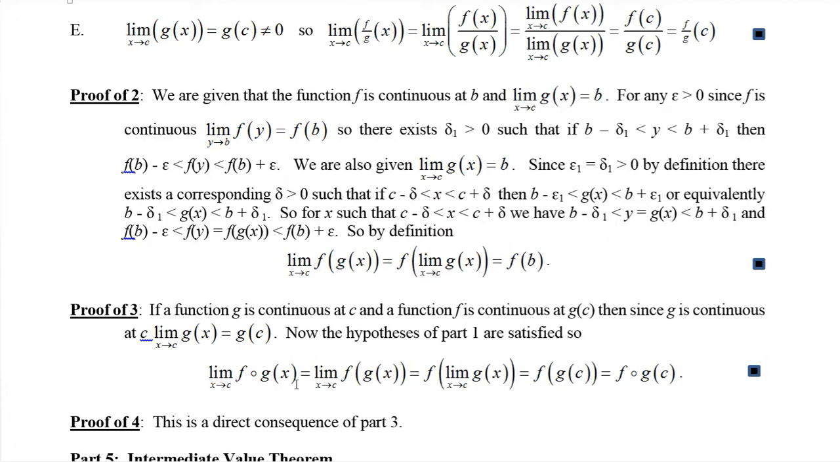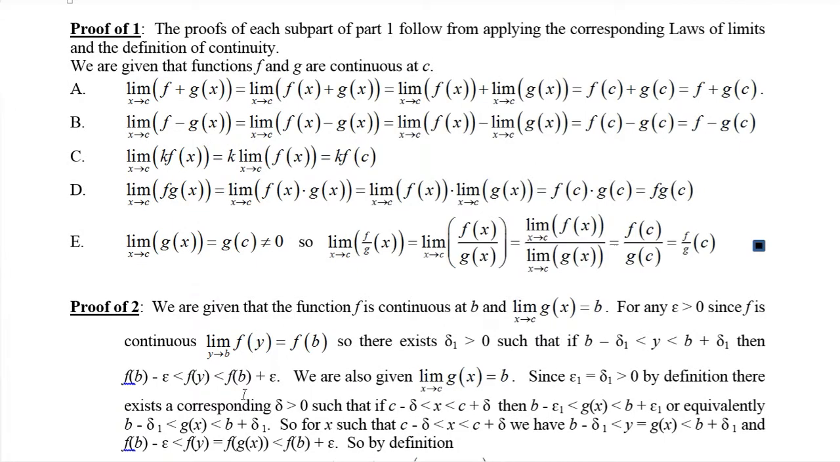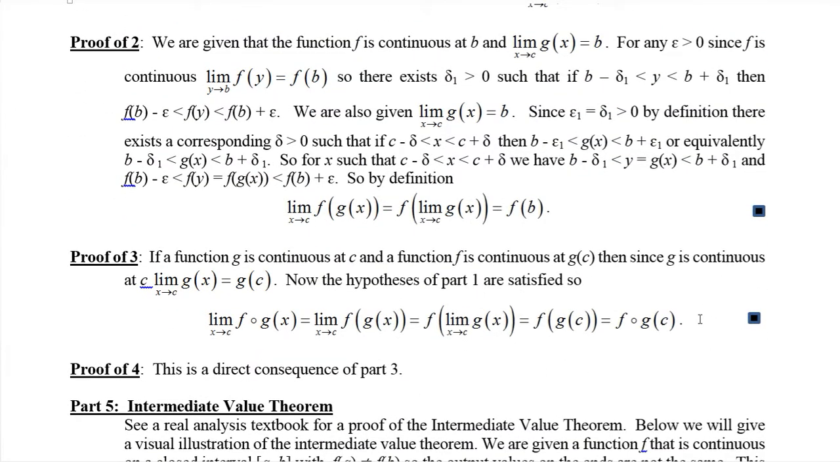So the limit of the composition, the limit of f of g of x, is f of the limit of g of x from the last one. The limit of this, instead of calling it b, we now know is actually g of c, and of course that's f composed with g of c. So we see that the limit is just that function evaluated at c, and so that makes it continuous. Maybe I should actually say that.